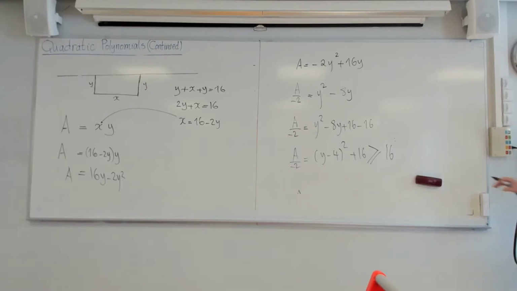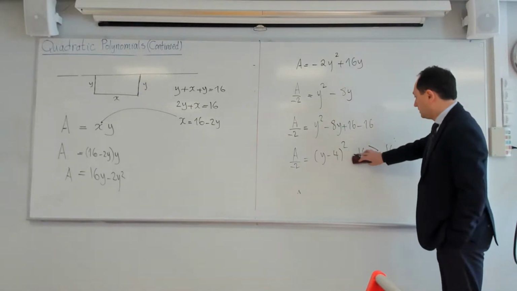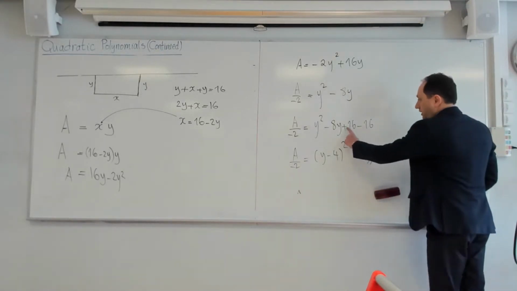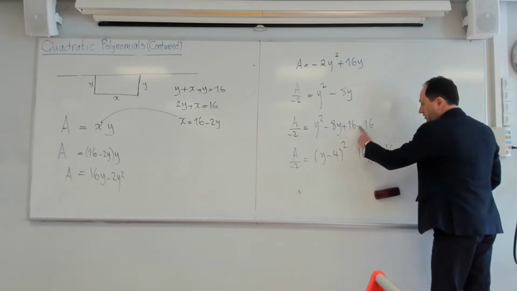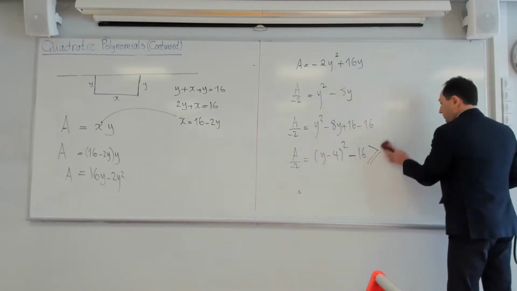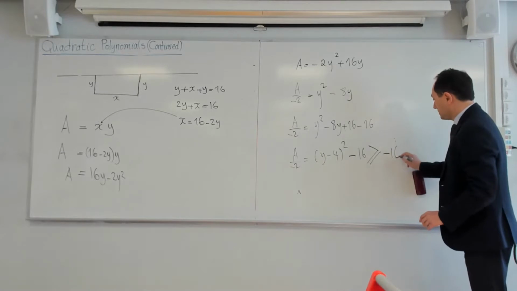I made a mistake. This is a negative sign. Sorry. Because this one and this one and this one are collected, so minus 16 is left, and so this is not 16, this is minus 16.